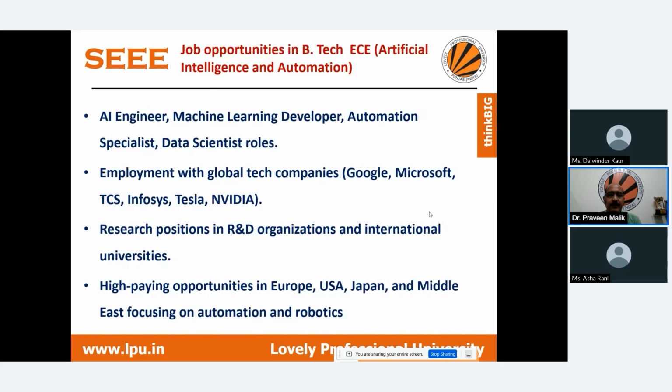Now, if you look for job opportunities for BTech EC as far as artificial intelligence or automation is concerned, there is employment with global companies like Google, Microsoft, TCS, Infosys, Tesla, Nvidia, Cognizant. Otherwise, research positions are also vacant in R&D organizations at the national level as well as the international level. And you may get a very good, high-paying job in Europe or the USA. They are working more rigorously in the field of AI and automation.